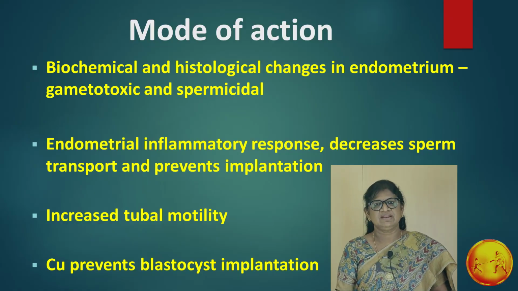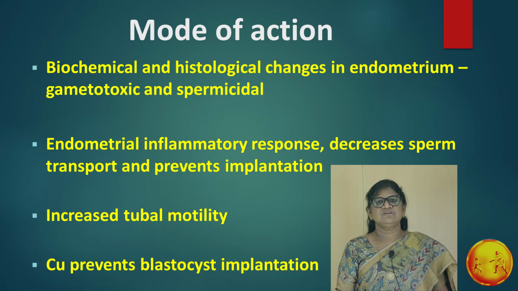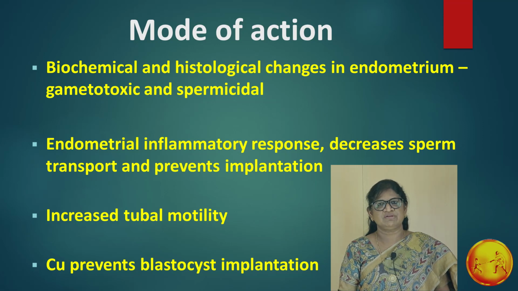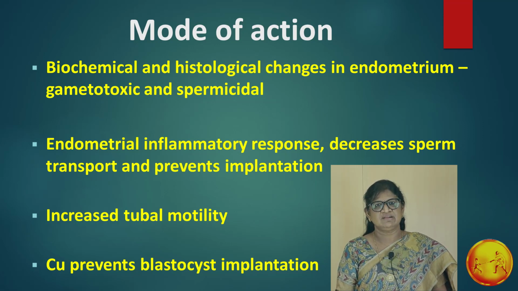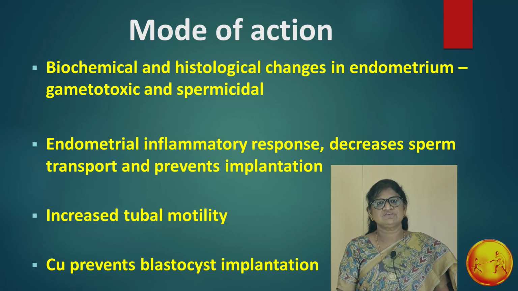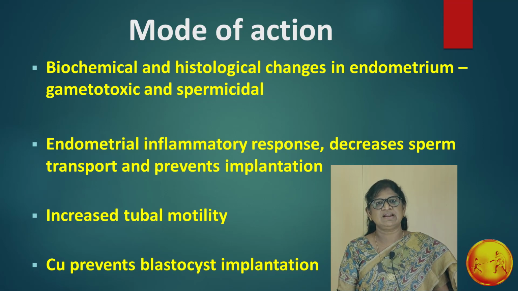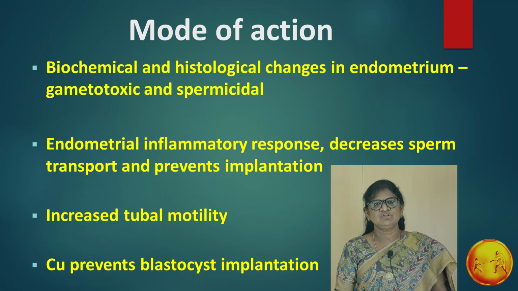Now we will see the mechanism of action of IUCD. Because it is a foreign body in the uterine cavity, it causes a non-specific inflammatory reaction. There are some biochemical and histological changes occurring in the endometrium, which are gametotoxic and spermicidal. Because of the inflammatory reaction, there is phagocytosis which is causing problems to the spermatozoa. In addition, the inflammatory reaction causes the release of prostaglandin and implantation is prevented. The second way of action is increasing the tubal motility, so fertilization is prevented.